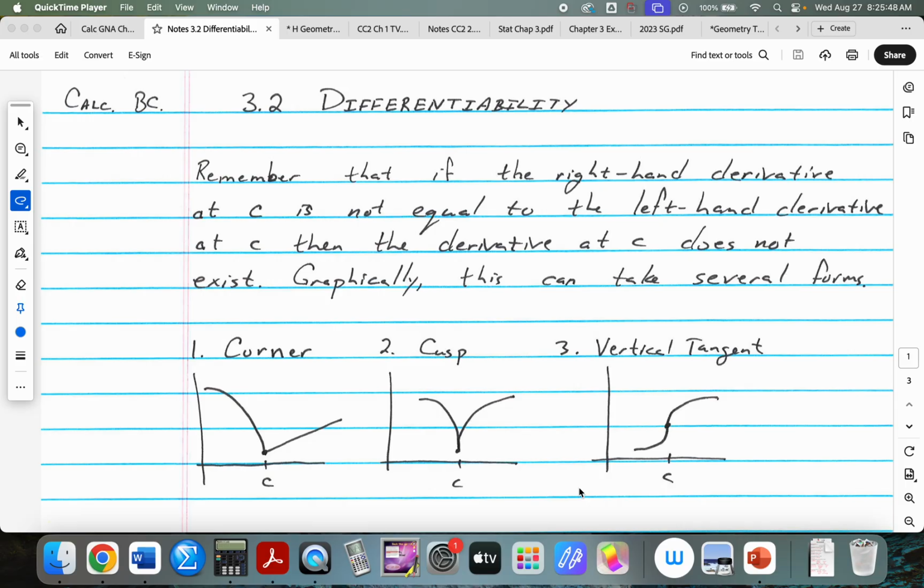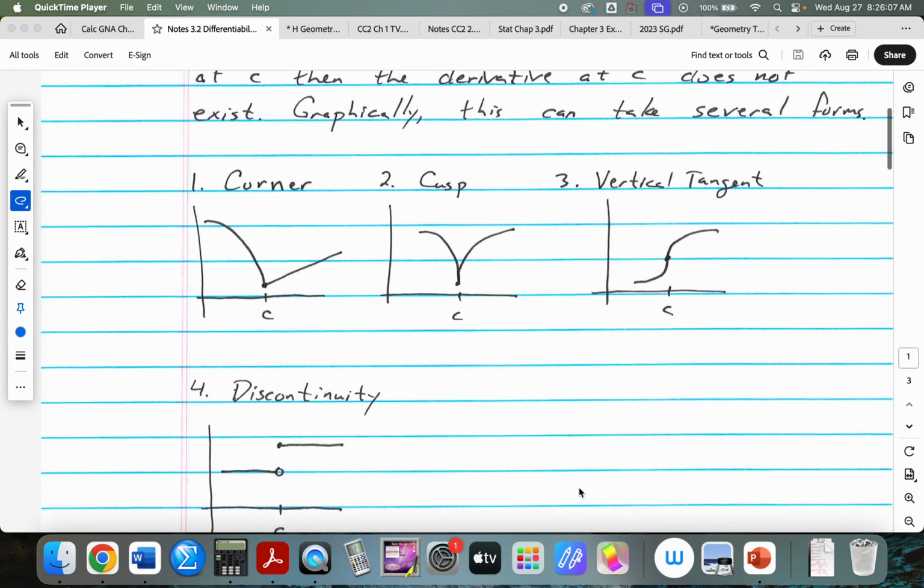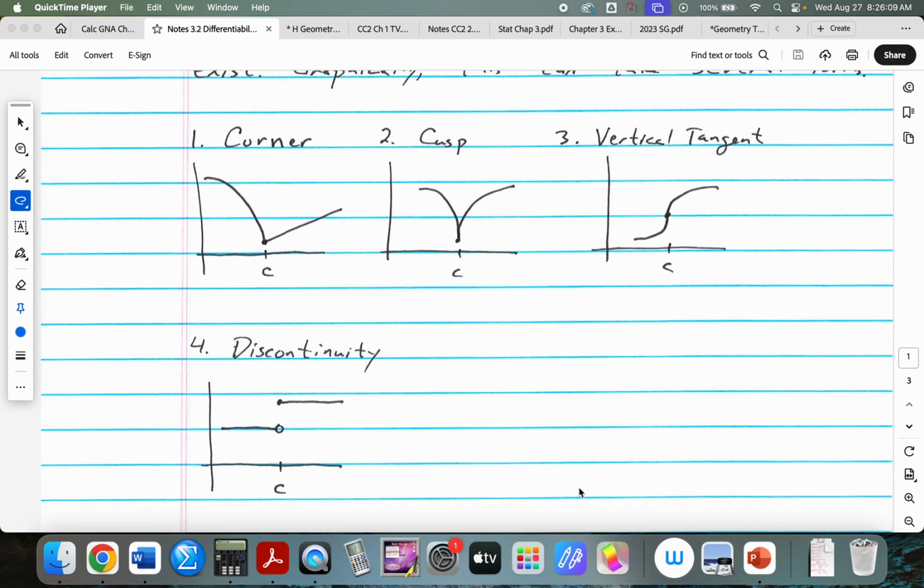But remember that if the right-hand derivative at c is not equal to the left-hand derivative at c, then the derivative at c doesn't exist. Now, if you're looking at a graph, there's several different ways that this can occur. For example, you can have what's called a corner. If you have an absolute value, that would be a very strong corner. This is a pretty strong corner.